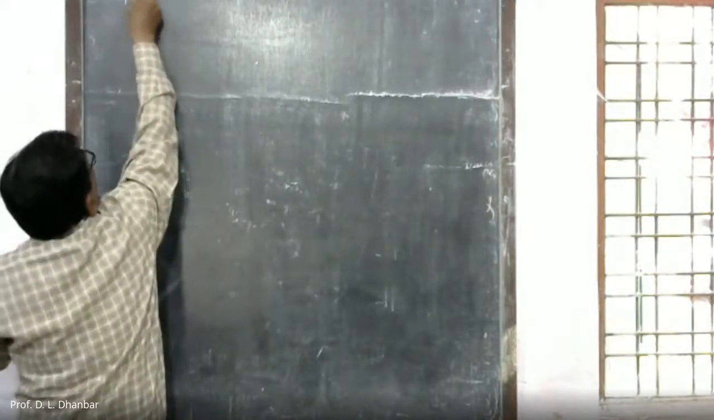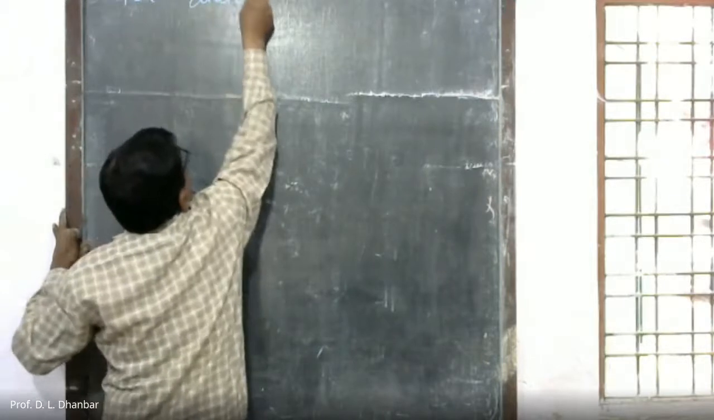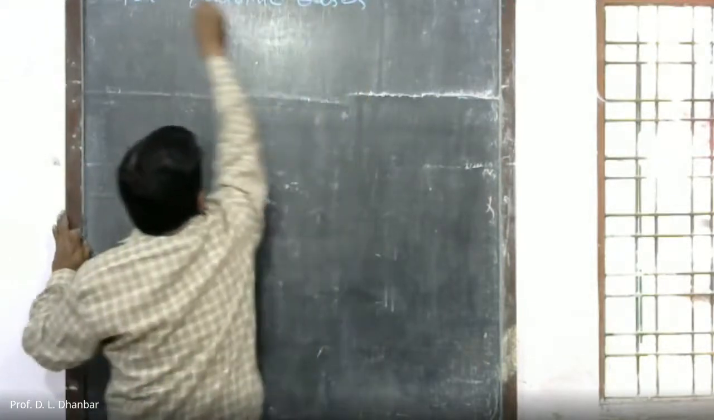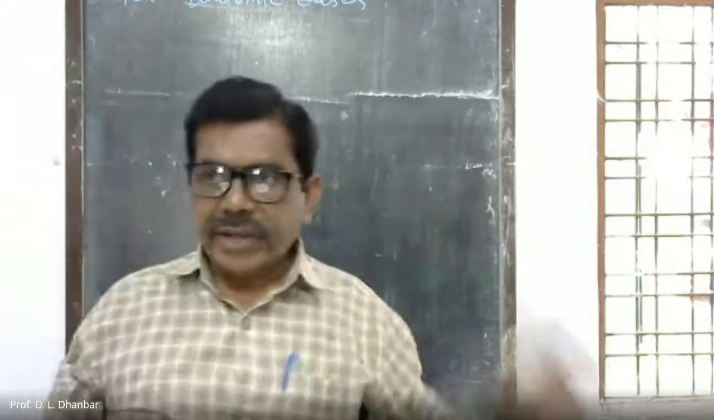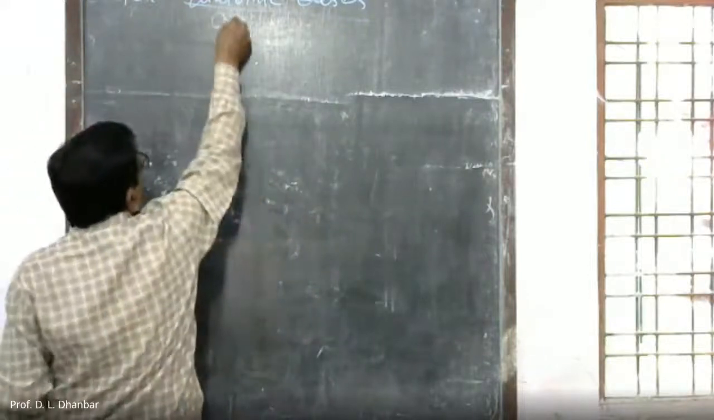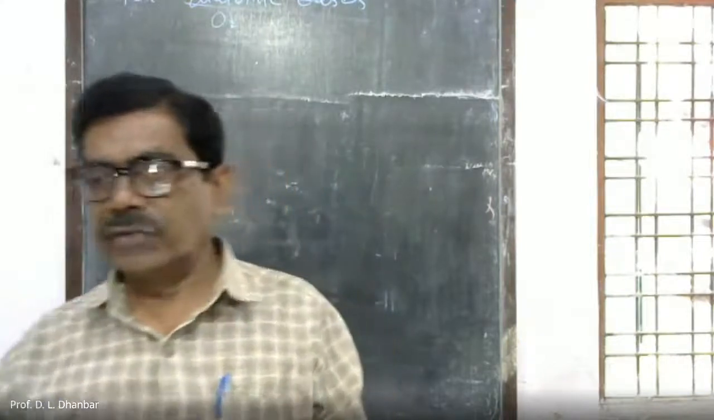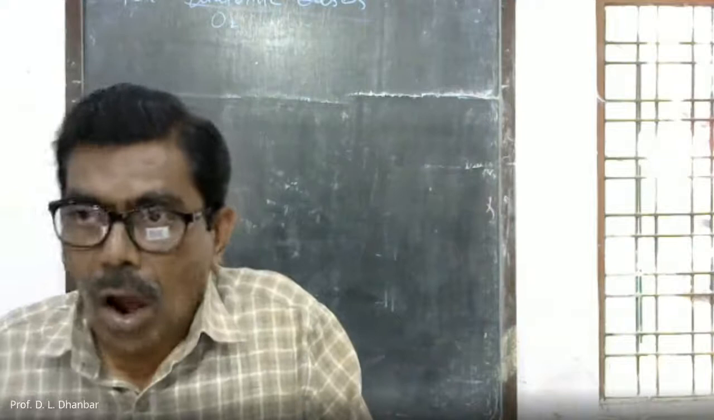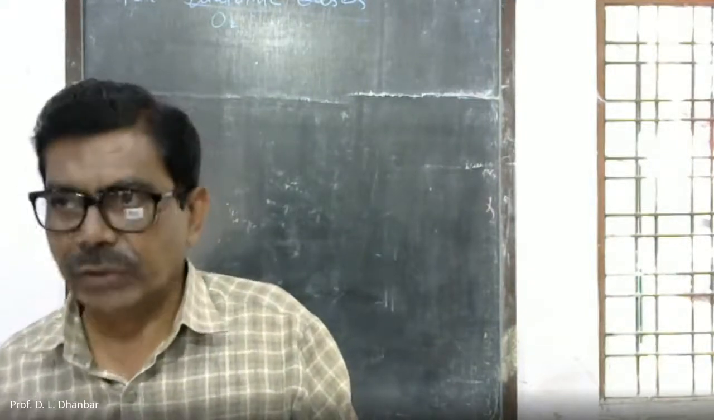For diatomic gases, we can give the example of oxygen, O2. Here there are two atoms. So in such a case, what happens? How many degrees of freedom are present, that we will see.